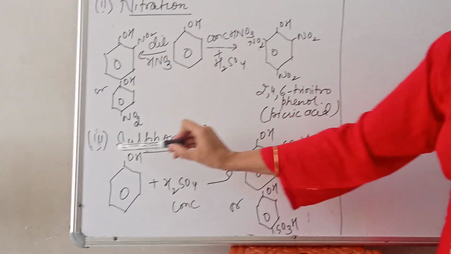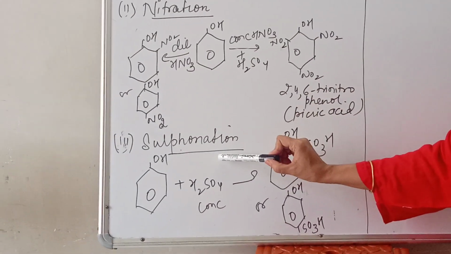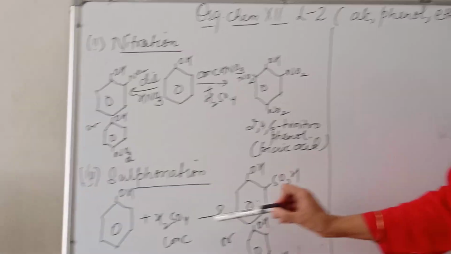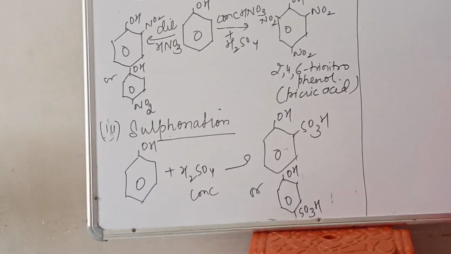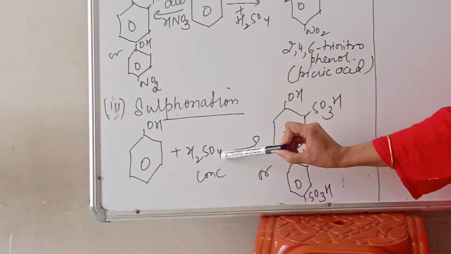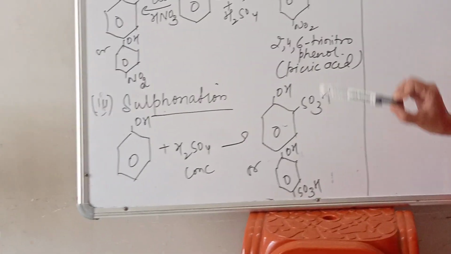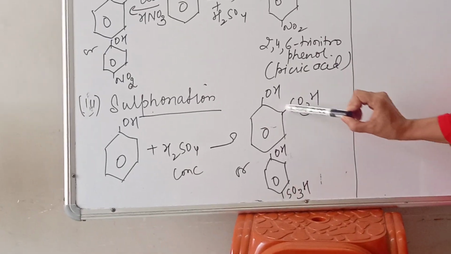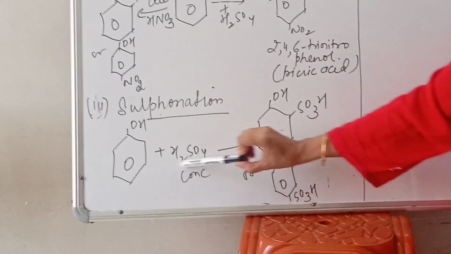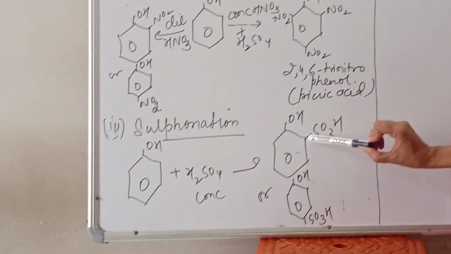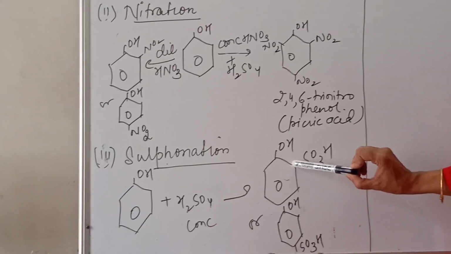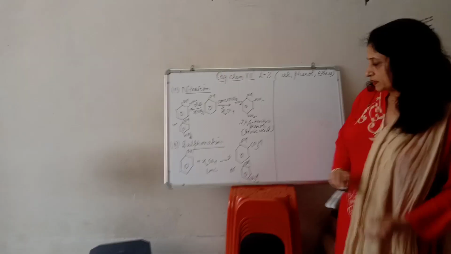The third electrophilic substitution reaction is sulfonation. In sulfonation we require only concentrated H2SO4. So what happened? Only mono-substituted derivative is formed. It is a carrier of sulfonic acid group, so sulfonic acid group will occupy ortho position or para position.